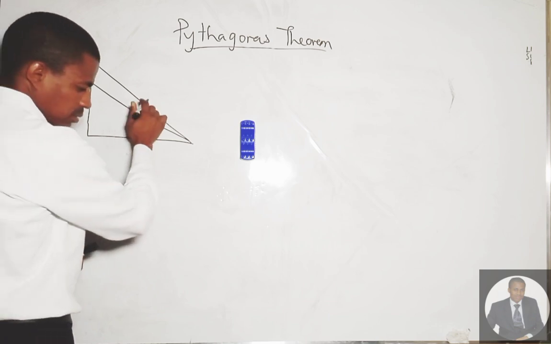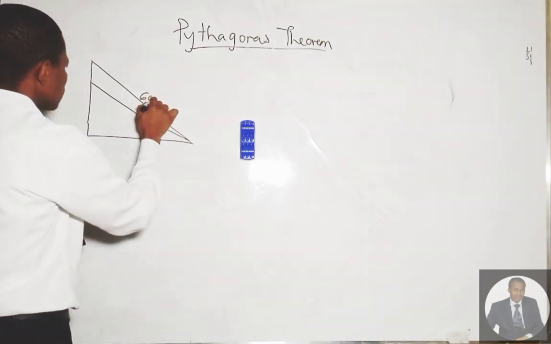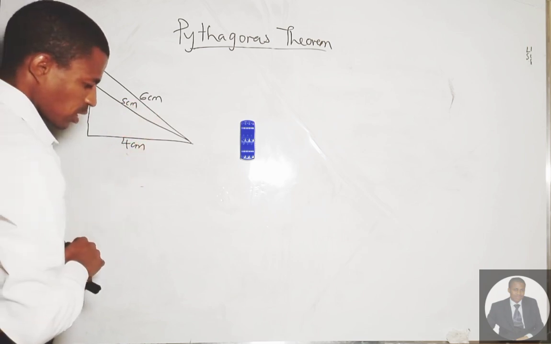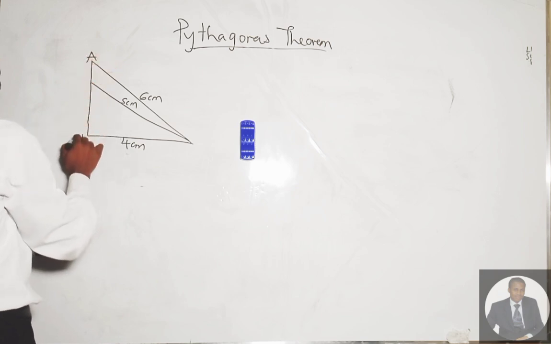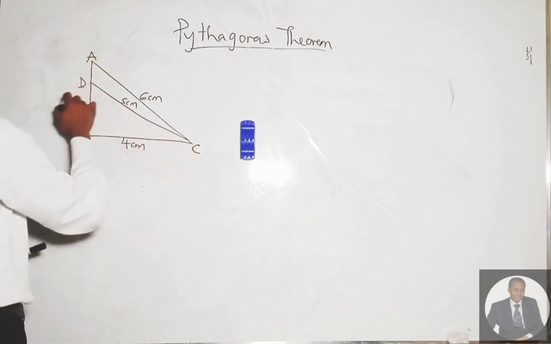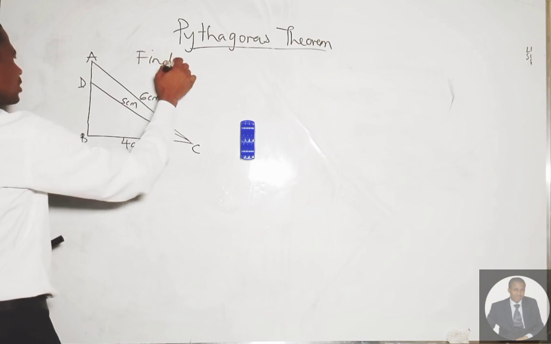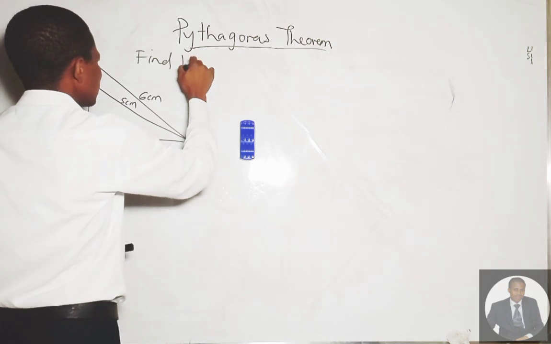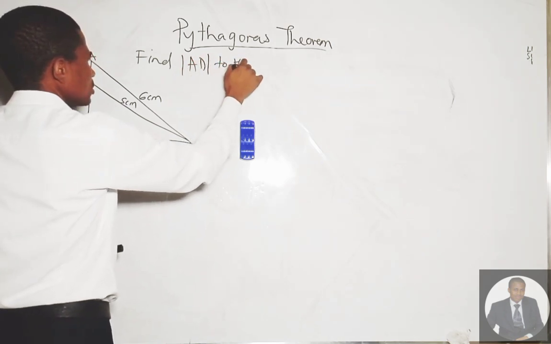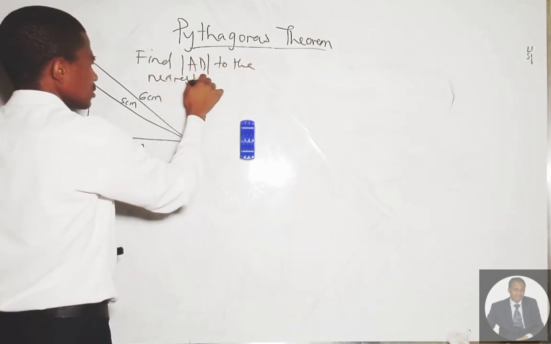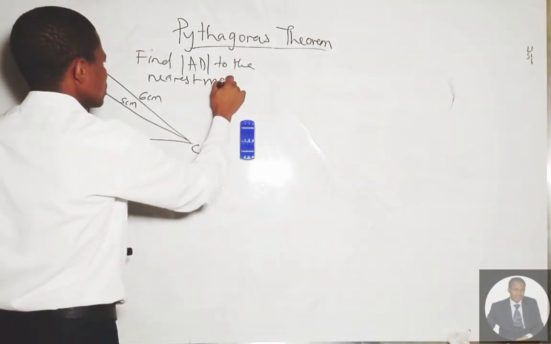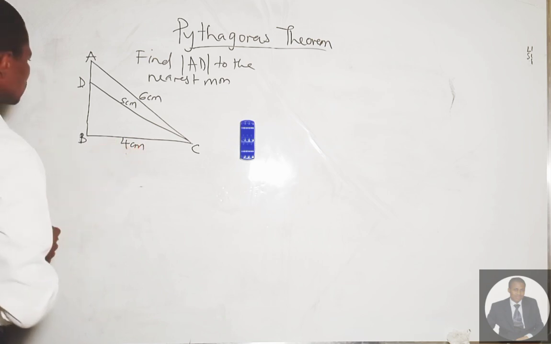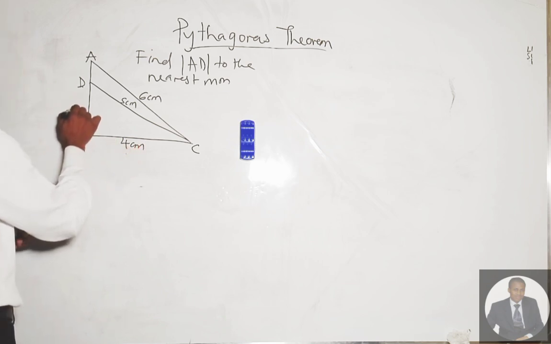We have this is 6 centimeter, this 5 centimeter, this 4 centimeter, and we are asked to look for this angle A, B, C, and then we have D here. We are asked to find the line AD to the nearest millimeter. Well, we are given something like this, and we have to look for this first before we look for this.